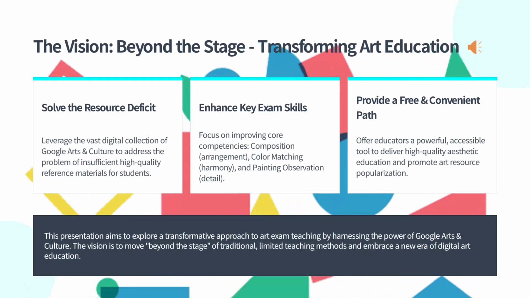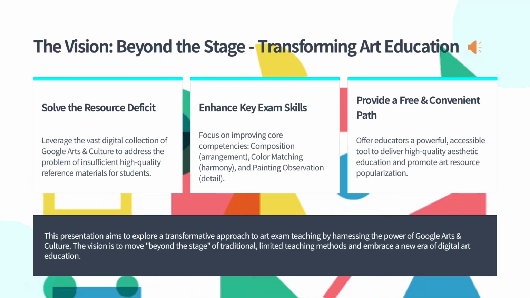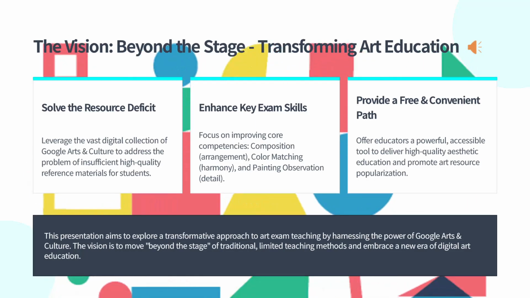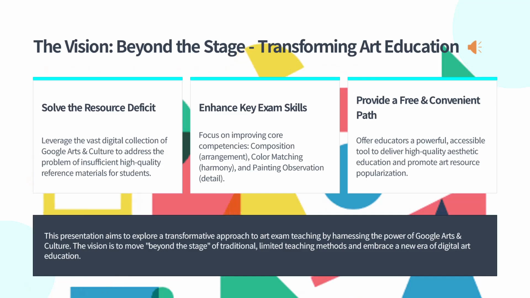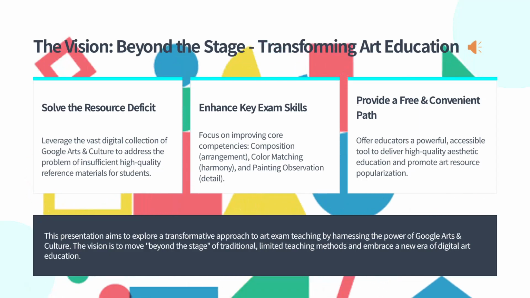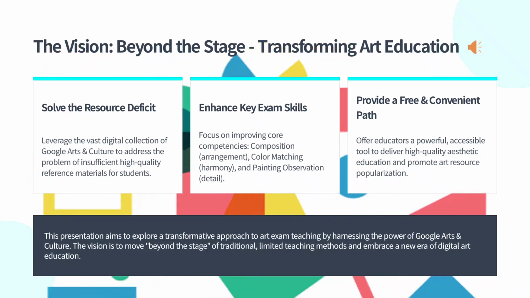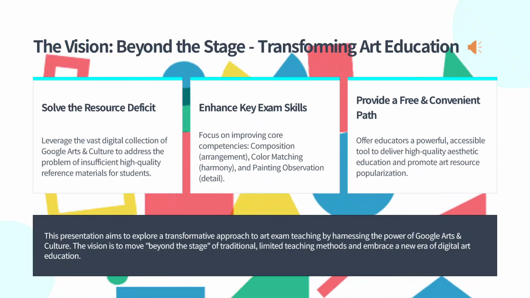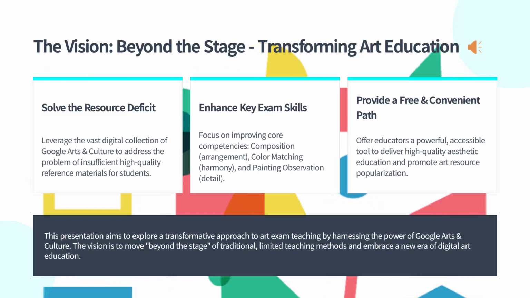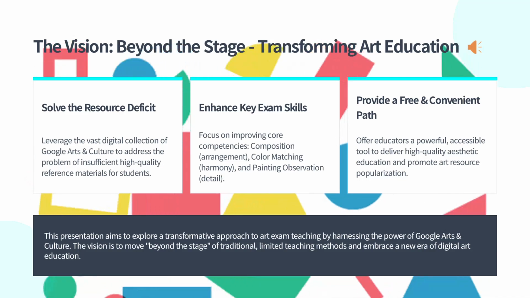Next, let me talk about my teaching vision: upgrading traditional art education with digital tools. It has 3 key aims. First, we use Google Arts and Culture's huge art collections to fix the lack of high-quality learning materials for students. Second, we improve students' core exam skills: composition, color matching, and observation. Third, this free, easy-to-use tool helps all teachers carry out better art education. To sum up, I will introduce a new digital teaching method for art exam training and open a new age of online art learning.